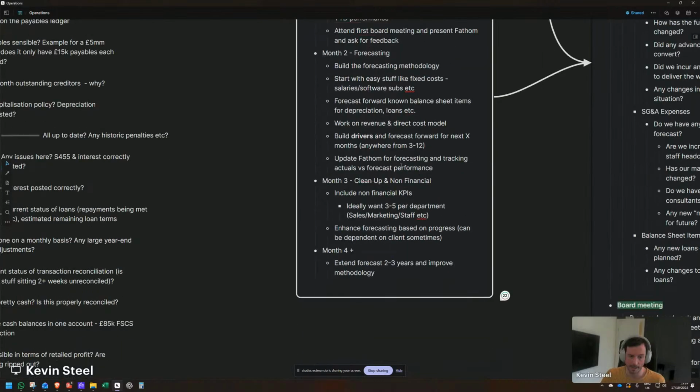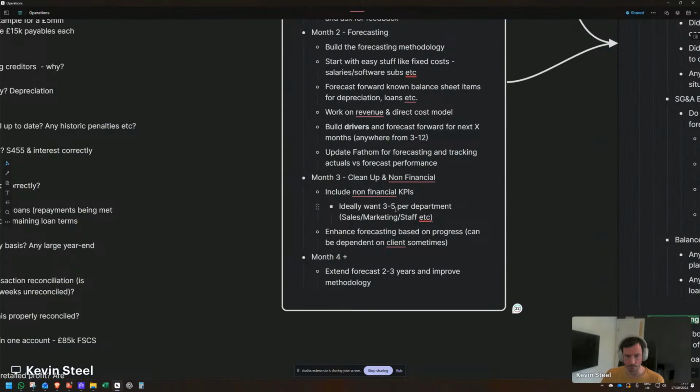And then month 3, we would further refine our forecasts, and we would also start to bring in our non-financial KPIs. Sometimes that can come in a month too.